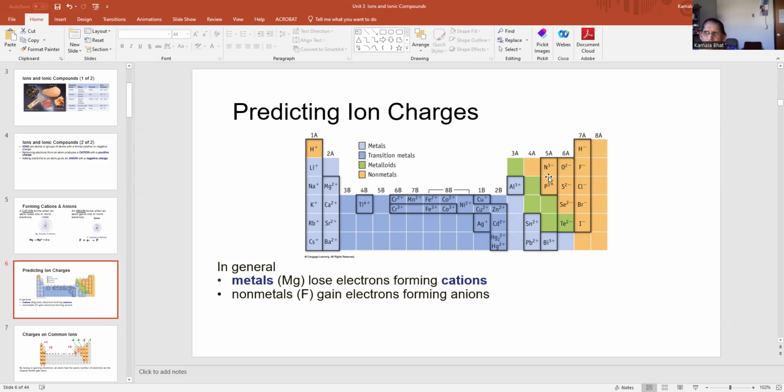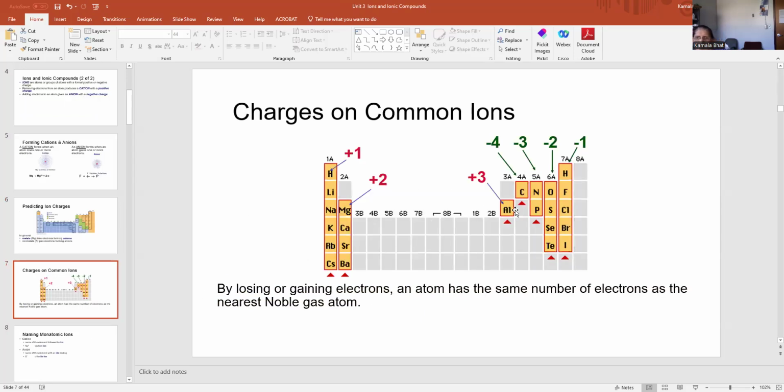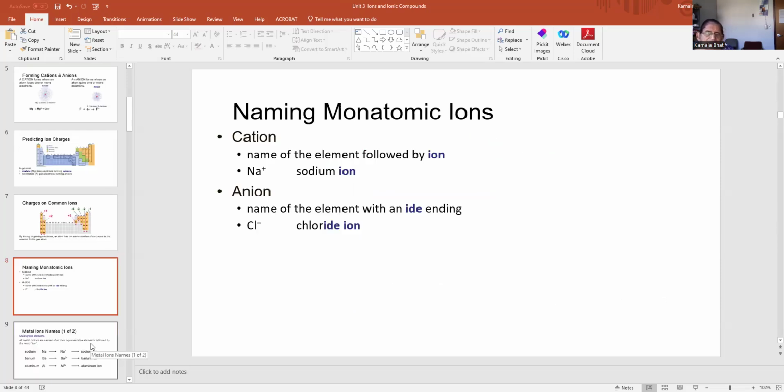For anions, the new charge on the anion will be the group number minus 8. So whatever the extra minus is, it is associated with the particular element. And so here you can see how, by losing and gaining electrons, the atom ends up with the same number of electrons as the nearest noble gas atom. So every element, when it loses or gains electrons, tries to get the structure of the nearest noble gas atom, because that is very inactive.